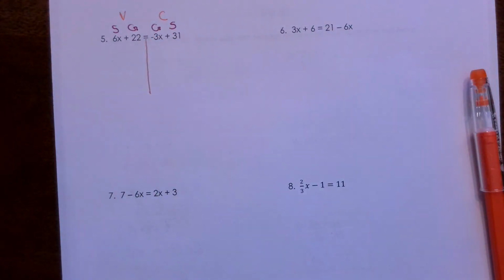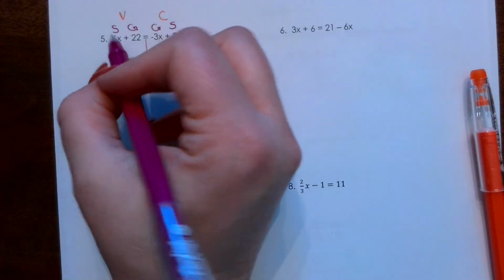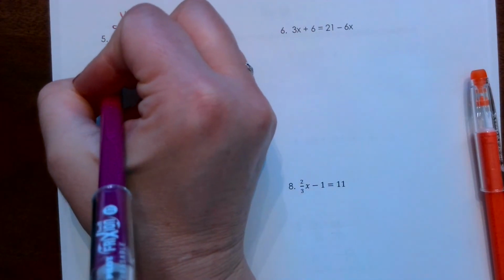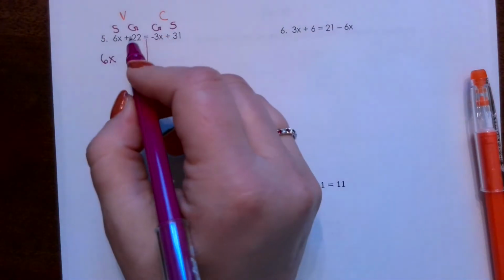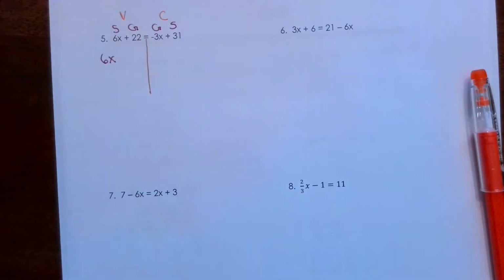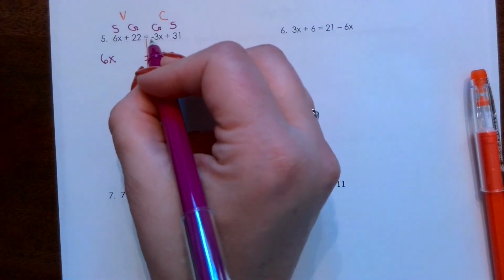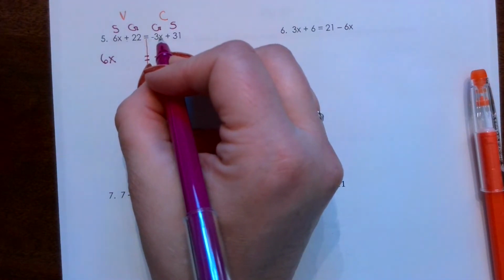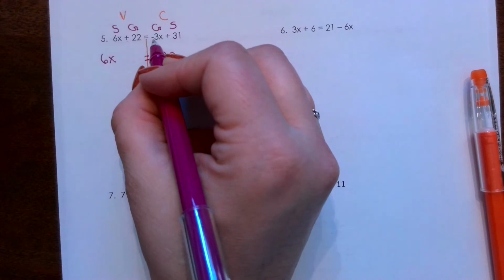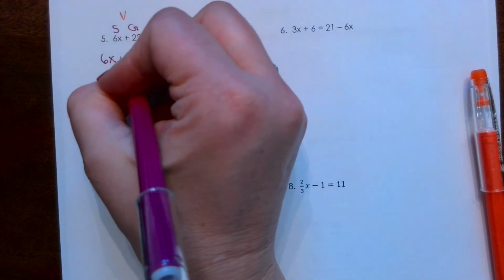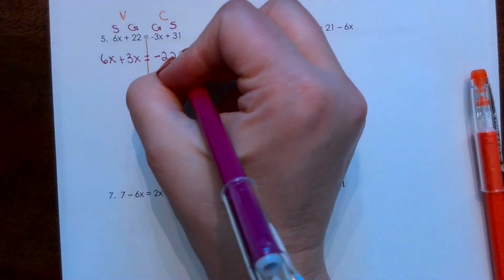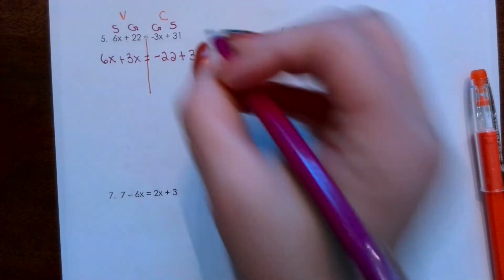As I write this down, remember, if the number is staying, the sign stays the same. If it's going, it changes to its opposite. So I have a plus 6x. It's staying, so it's going to stay a plus 6x. This plus 22 is going. It's going to change to negative 22. This negative 3x is going to go. Because it's going, it's got to change to a plus 3x. And this plus 31 is going to stay, so it is going to be plus 31.